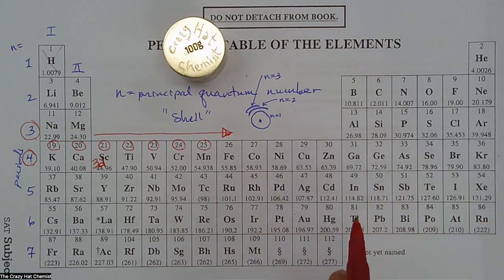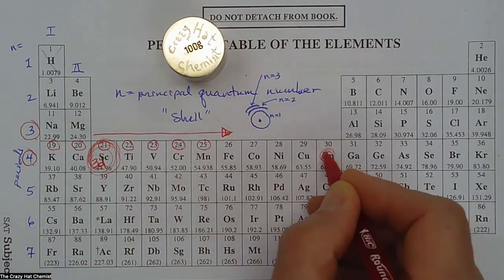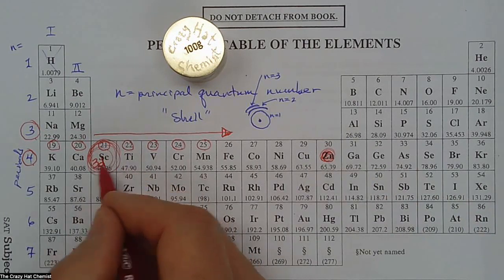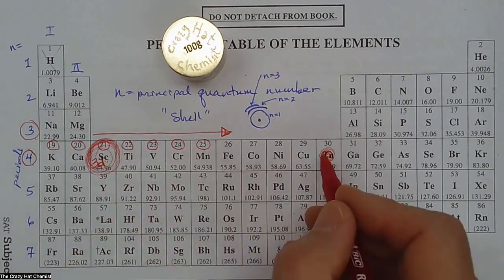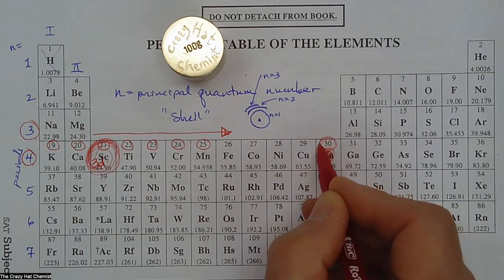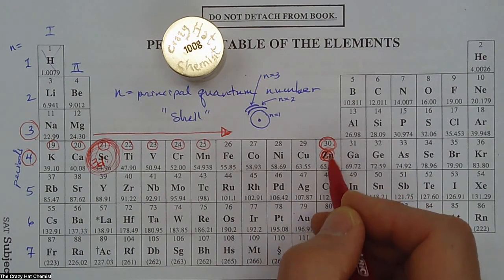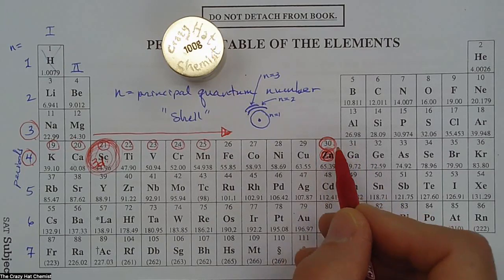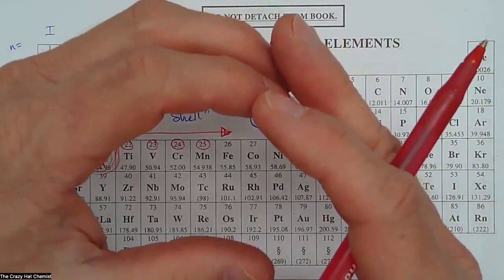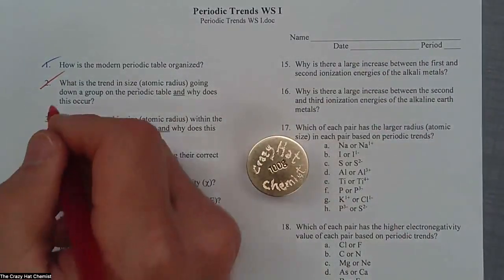Within the period, for example, scandium is going to be larger than zinc, for the simple reason that scandium has fewer protons and the same n value as zinc. Zinc has more protons and more electrons too, but those electrons are in orbitals that have already been established. So that effective nuclear charge, that is the increase in the number of protons, draws the electrons slightly closer towards the nucleus. All right, hopefully we got that one nailed. Let's go for our next one here.